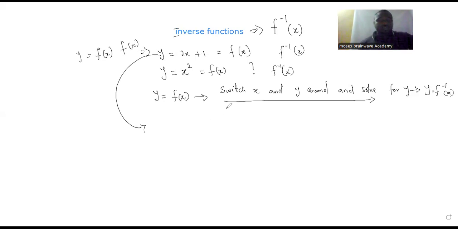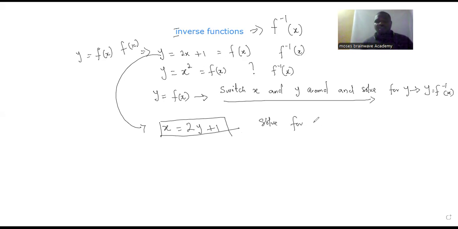Good. Switch x and y. So simply, instead of y, I'm going to put x, is equal to 2, and instead of x, I'm going to put y, plus 1. Fantastic. So I have done the first step over here. So all I need to do next is solve for y.